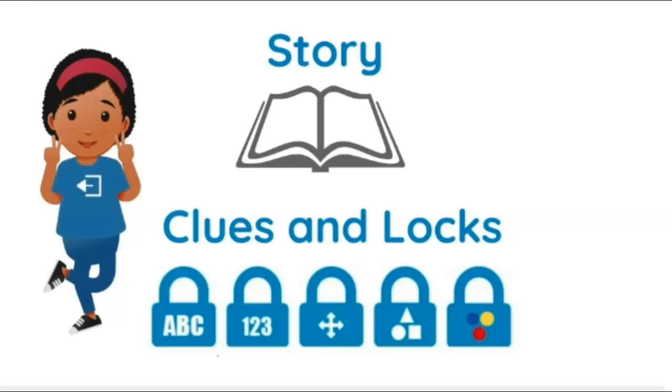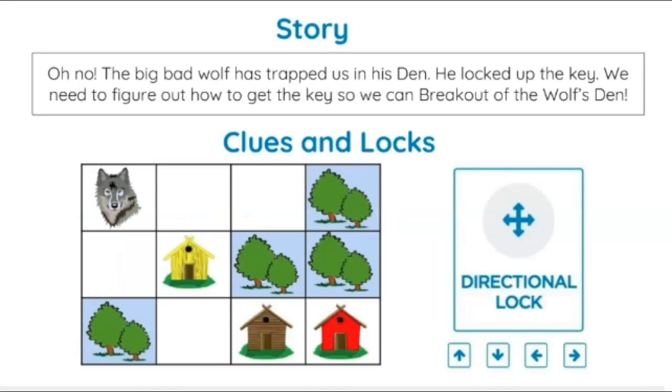A great Breakout EDU digital game has two main parts, the story, or why do we need to break out, and the puzzles or clues that help us open the locks. This story and clue are from a game called The Wolf's Den. The big bad wolf has trapped us in his den, and we need to open the locks so we may break out. To do this, we need to figure out the path the wolf took as he visited each of the pigs. What 5 directions did the wolf travel in order to stop at each of the pigs' houses?